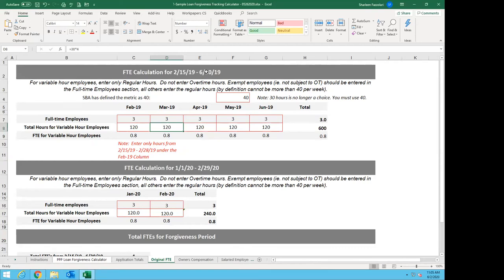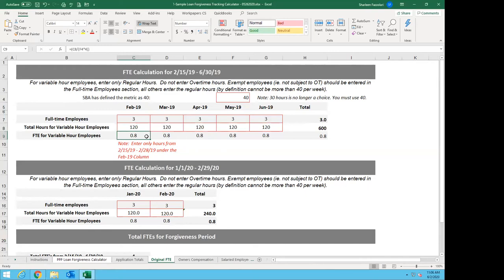The first period they look at is the same exact period one year ago, to see what your full-time equivalent was a year ago. For any full-time employees, you just put a 1 for each one. Anybody that's an hourly or variable hour employee, you put their hours for the period inside of here. Take note this first column is from February 15th to February 28th. Then this will calculate the total number of employees to the nearest 10th.